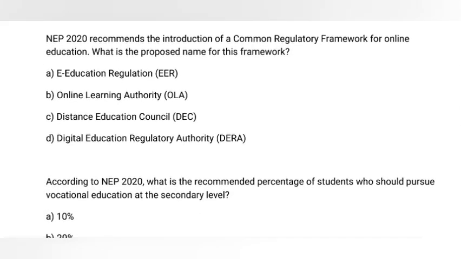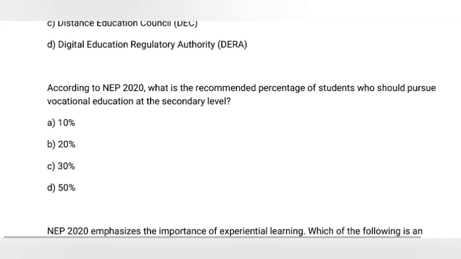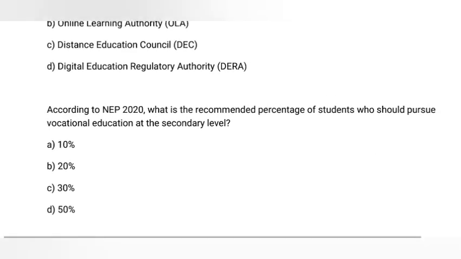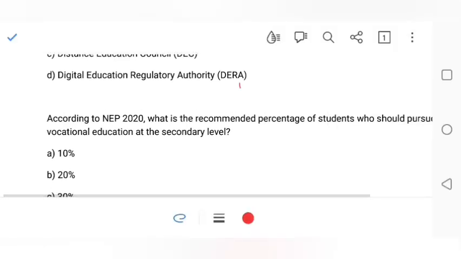Next, NEP 2020 recommends the introduction of a common regulatory framework for online education. What is the proposed name for this framework? These are the options, but the correct option will be Digital Education Regulatory Authority, in short DERA.